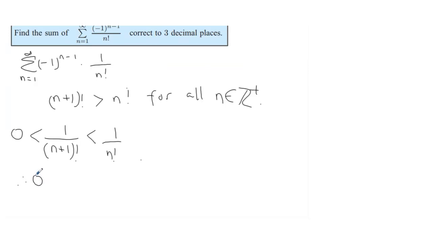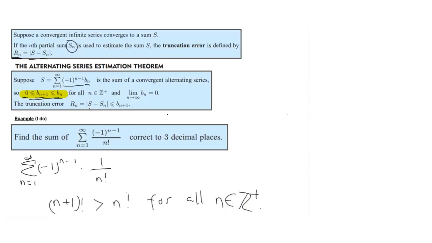So this shows that Bn plus 1 is greater than or equal to 0, and it's less than or equal to Bn for all positive integers n. The next stage is to try and show the limit as n approaches infinity of 1 over n factorial.